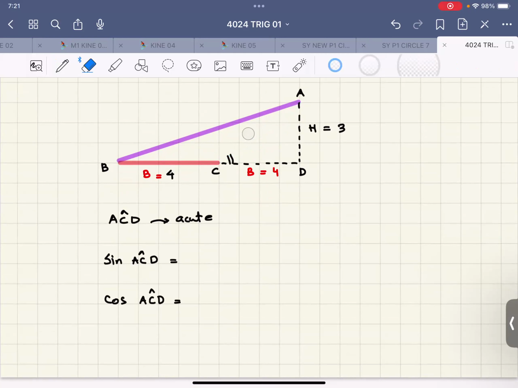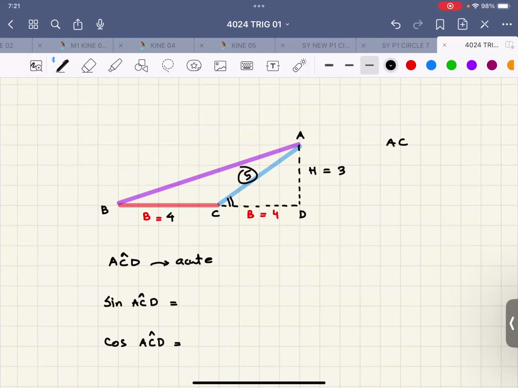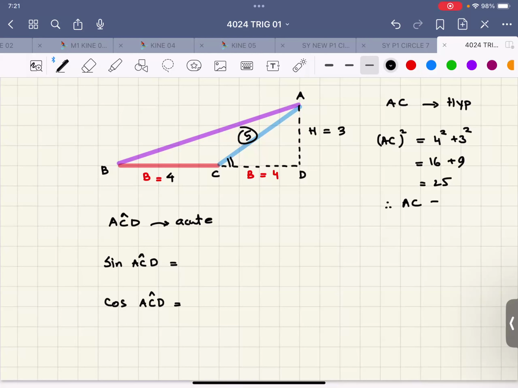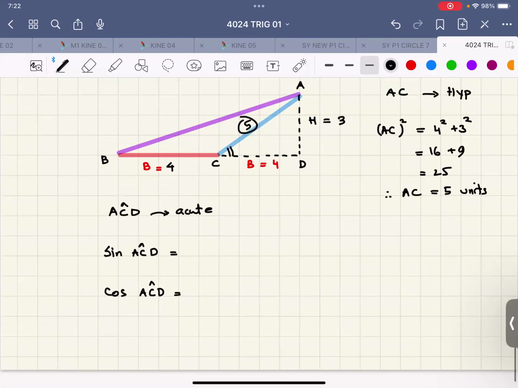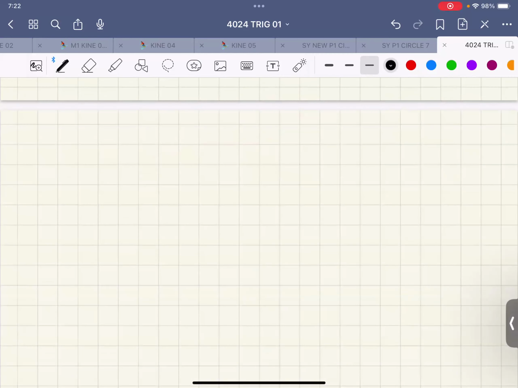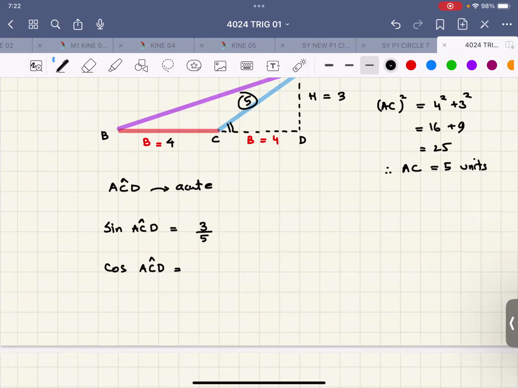One more thing I have to calculate, that is this thing is 5 over here. Why is this 5? Because of the Pythagoras theorem. AC is the hypotenuse. Therefore, AC squared equals 4 squared plus 3 squared, which is 16 plus 9, which is 25. Therefore, AC equals 5 units. So sine is 3 over 5. Cosine is 4 over 5.